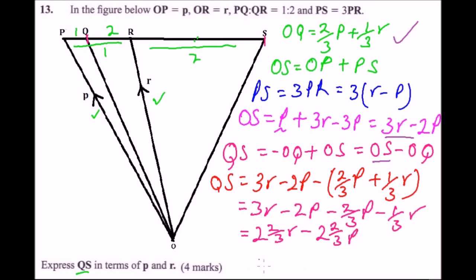We can write this properly, in vectors it is preferable. So we say it is 3 times 2, that is 6, plus 2, it is 8 over 3 R minus 8 over 3 P, and that is how you express our QS in terms of R and P, or P and R, and there you are.